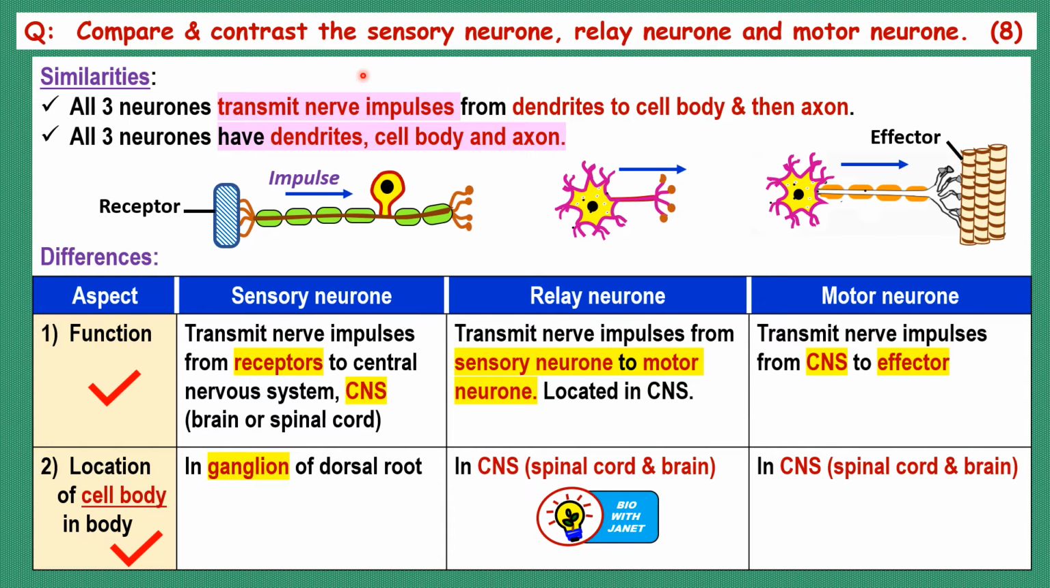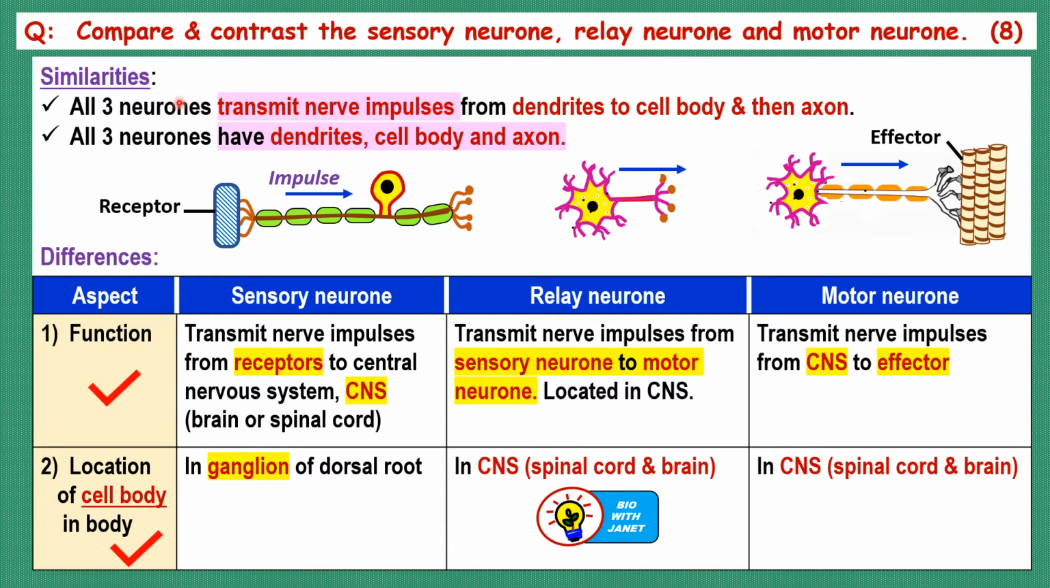Right, let's look at a question that may be asked in the exam. Compare and contrast the sensory neuron, relay neuron, and motor neuron. 8 marks. Usually you'll be asked to compare only two neurons, for example, sensory neuron and motor neuron, or sensory neuron and relay neuron. Here, to get a complete picture, we discuss the differences between the three neurons.